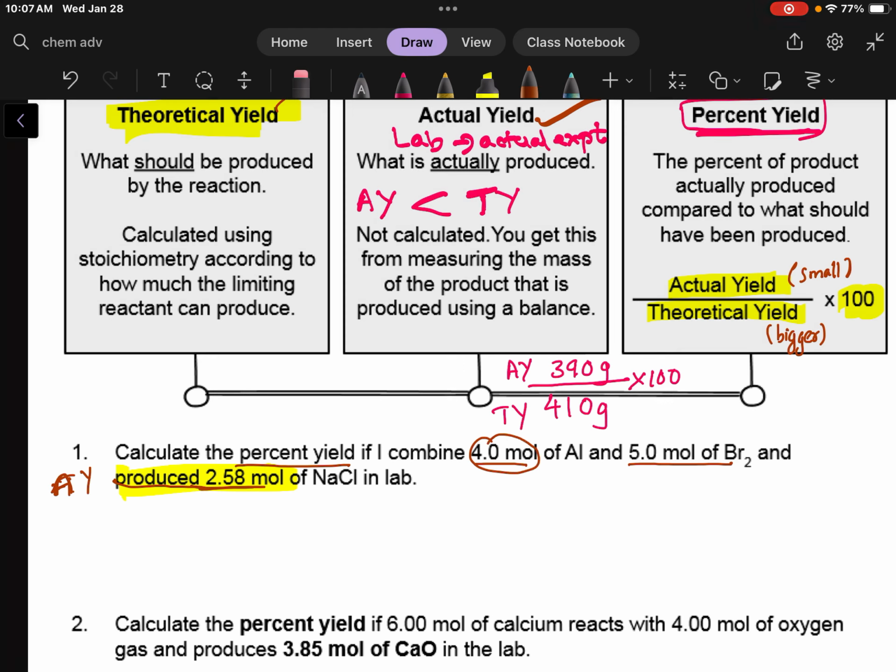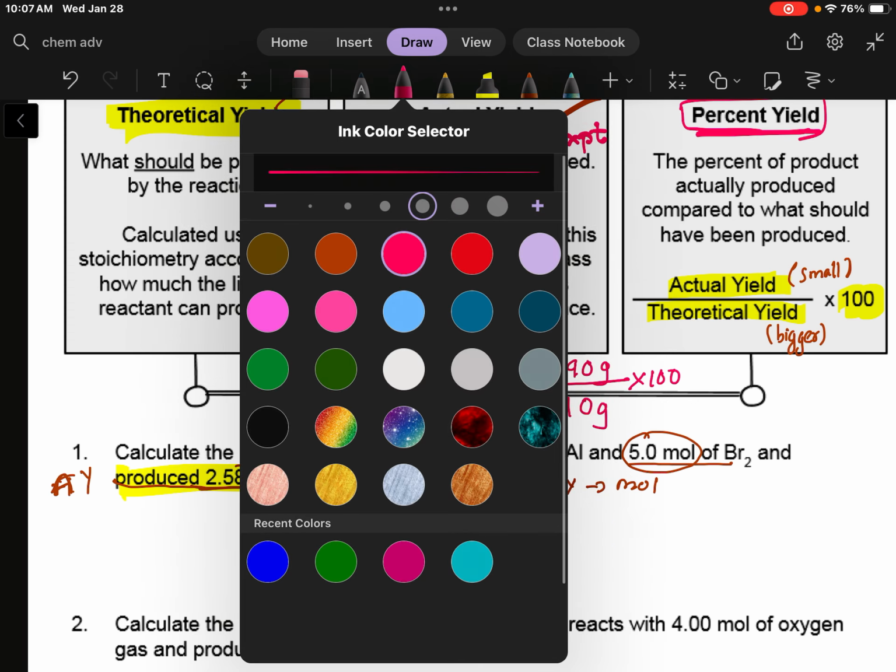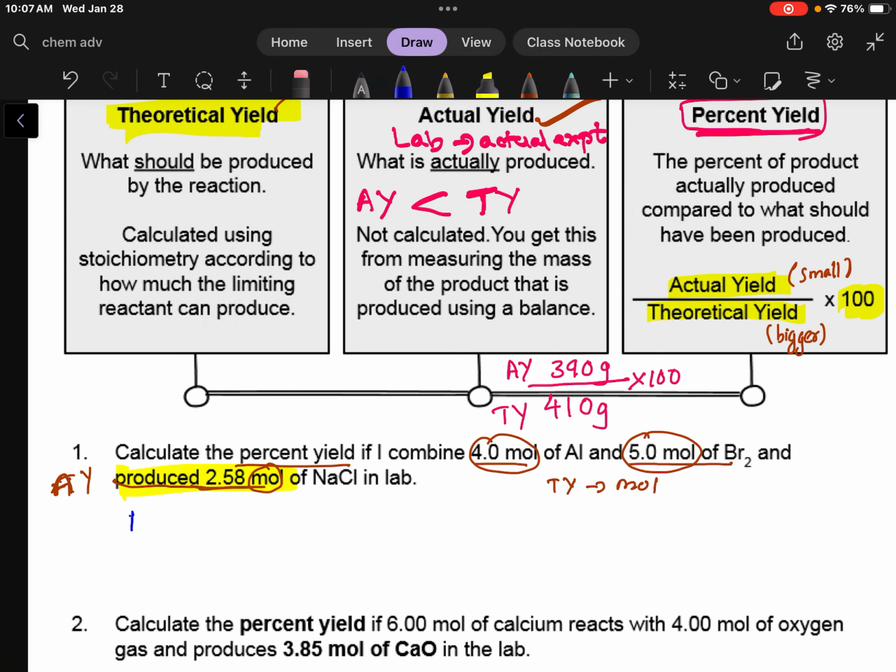Now using these values, you are going to calculate your theoretical yield. And remember, if the actual yield is given in moles, you are calculating theoretical yield also in what? Moles. So that is easy. Let's go and start from reactant. Let me pick my blue pen. Okay, reactant 1. Reactant 1 is what? 4 mole of aluminum.